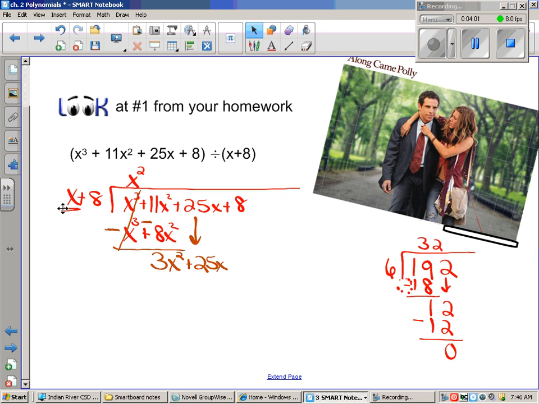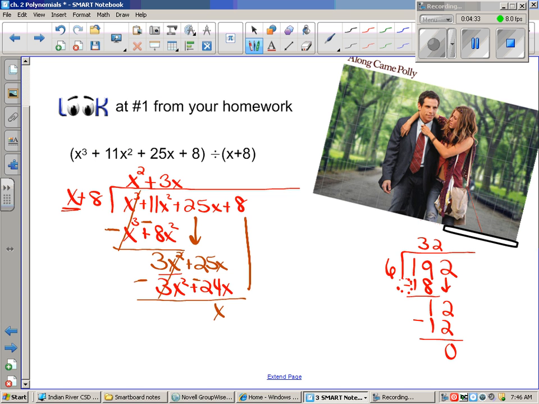Okay, let's do this again. Now we're right back at the starting point. X, how do I get that to be 3x squared? You multiply by 3x. 3x times x gives me 3x squared. And again, 3x times the 8 is 24x, and it is positive. And then what do we do? That's right, we subtract, and we subtract both terms. The 3x squared cancels out. 25 minus 24 is just x. Bring down the next term.